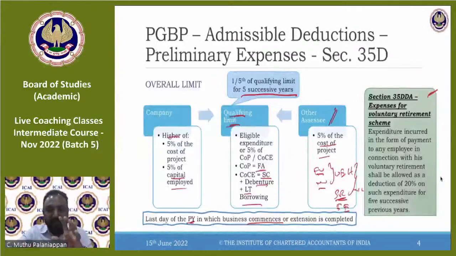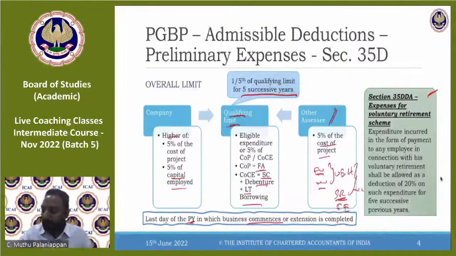Section 35DDA is called expenses for voluntary retirement scheme. We already saw in salary, relating to this voluntary retirement, how it is computed and all that. Now, from the employer perspective, whatever I'm paying as voluntary retirement is a whole amount. It's a bulk amount, so this cannot be treated as one year's expenditure. So it has to be split.